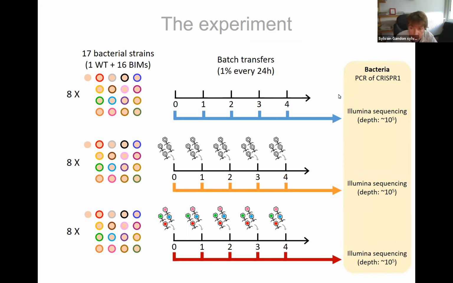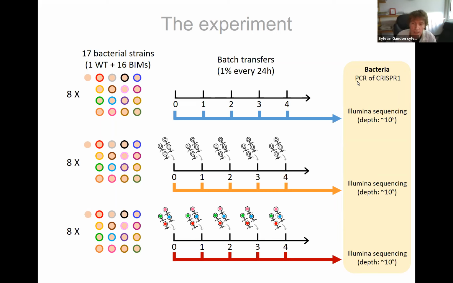So what we did is we tracked the evolution of diversity on the CRISPR locus. We did a PCR of the leading edge of the CRISPR array, which allowed us to track the diversity because all the spacers are in the CRISPR array. So when you sequence these amplicons, you can figure out which bacteria you are dealing with.